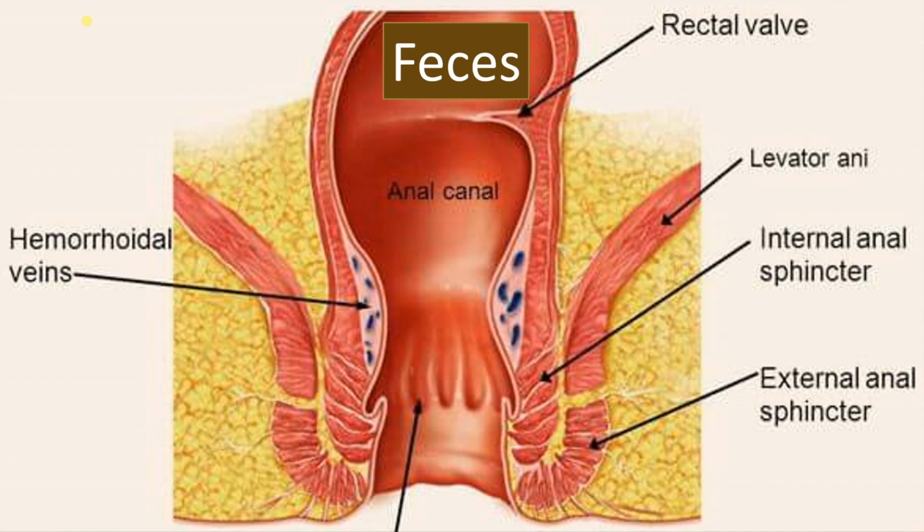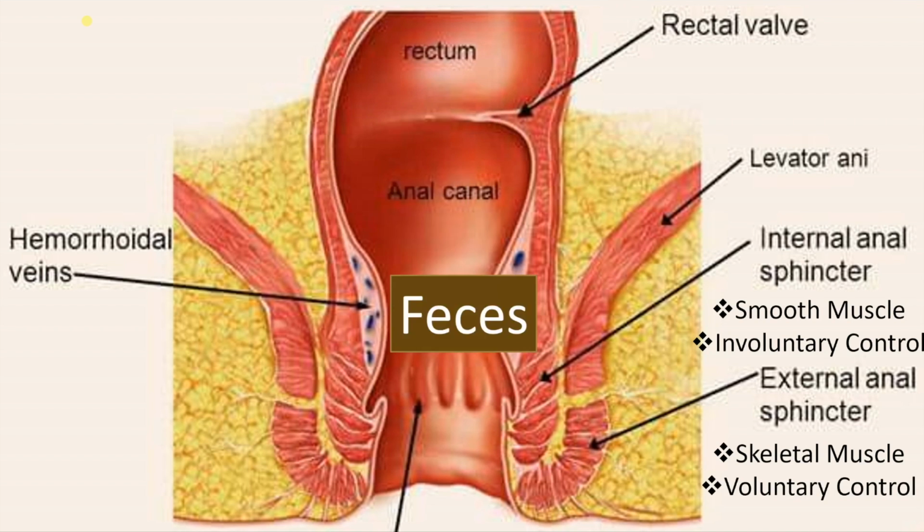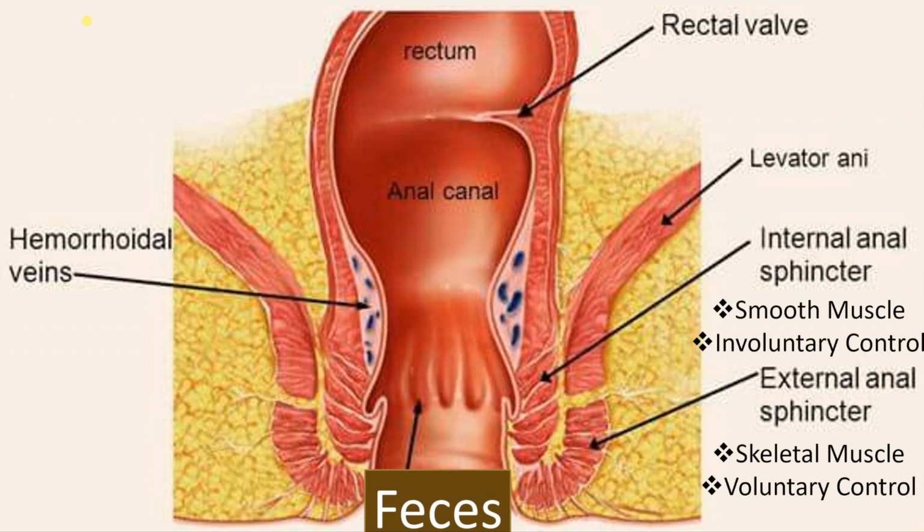Finally, when the internal anal sphincter, which is made up of smooth muscle, under involuntary control, and the external anal sphincter, which is made up of skeletal muscle, under voluntary control, both contract, the feces is pushed through the anus and excreted from the body.